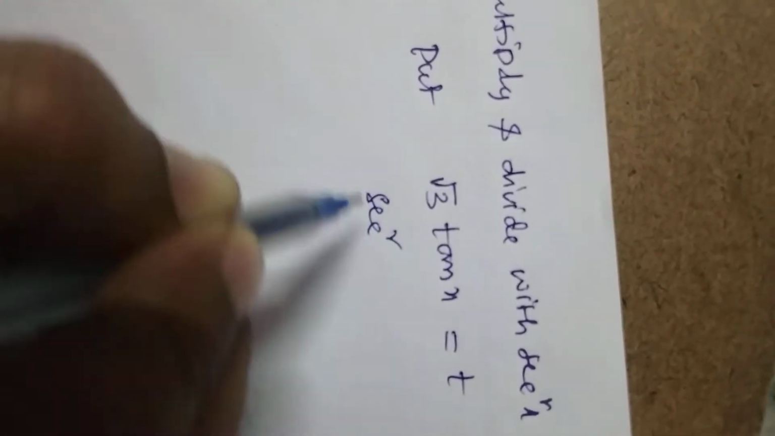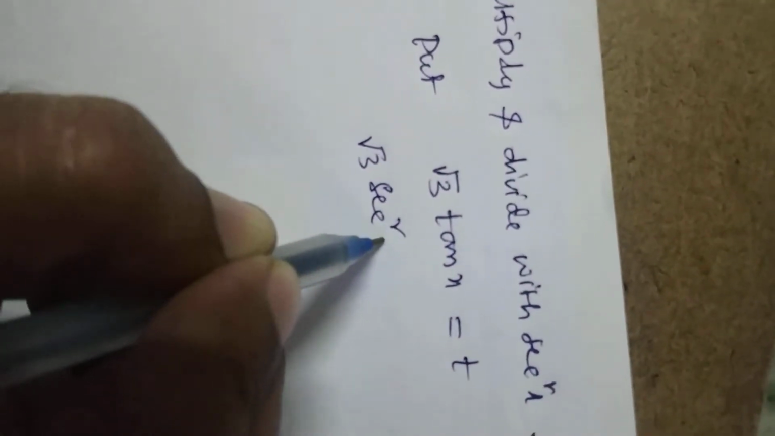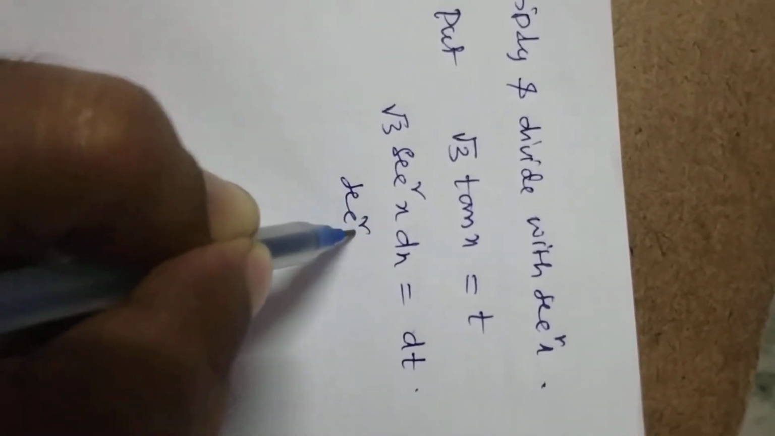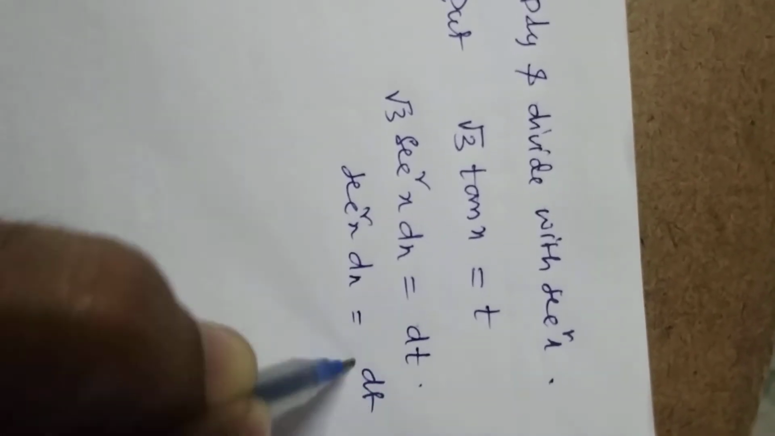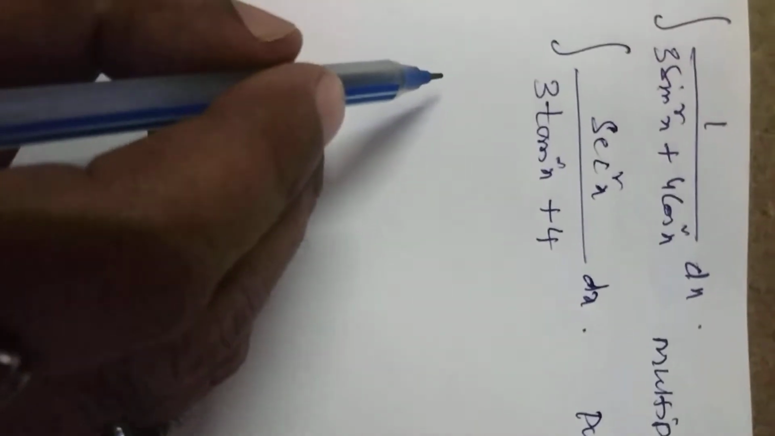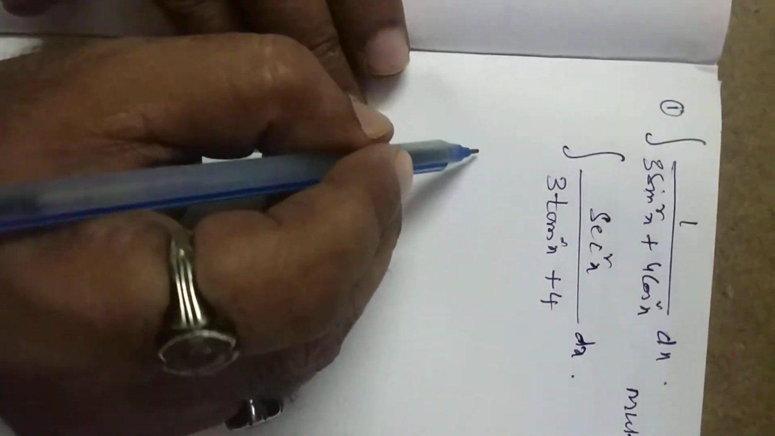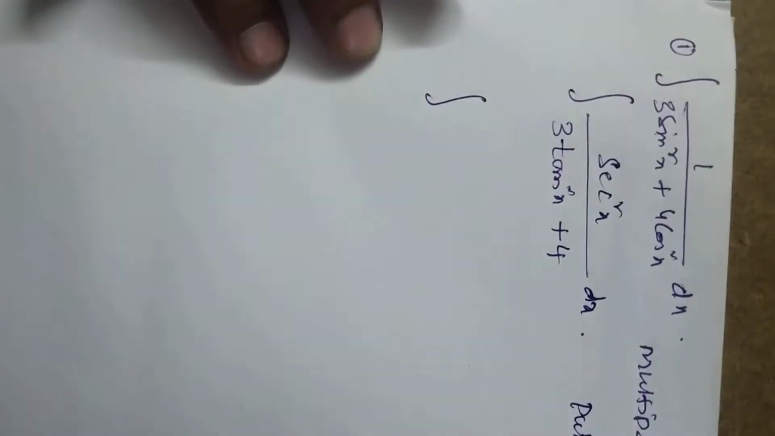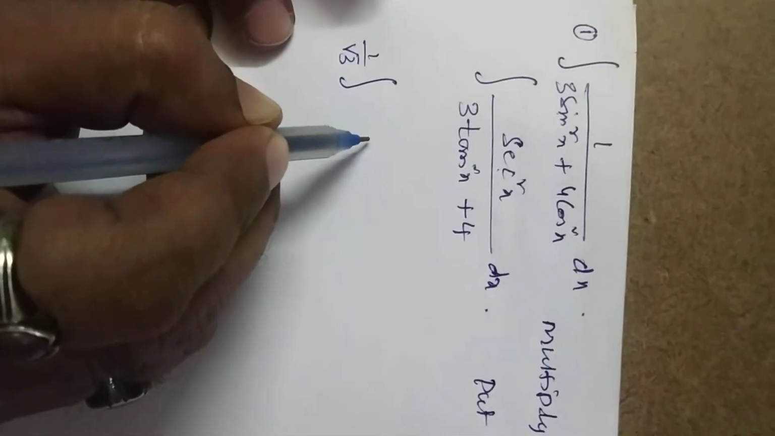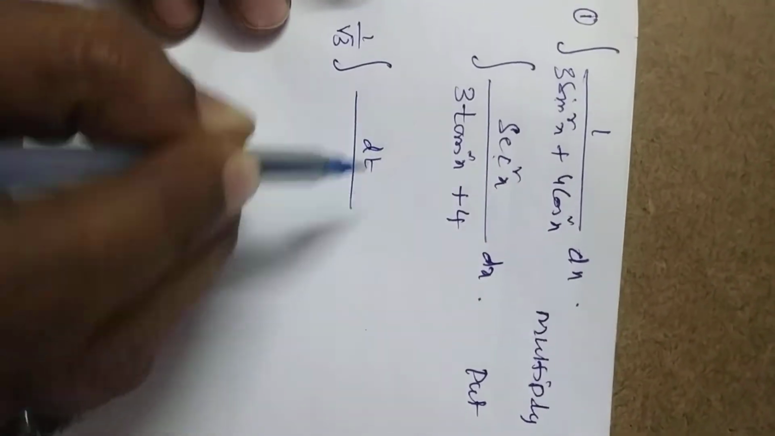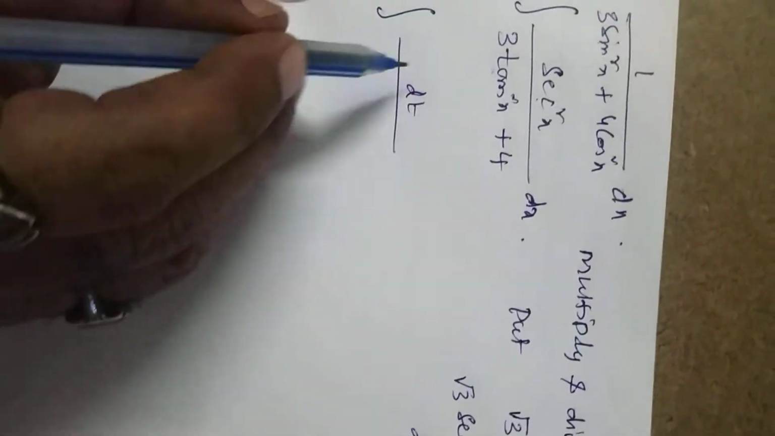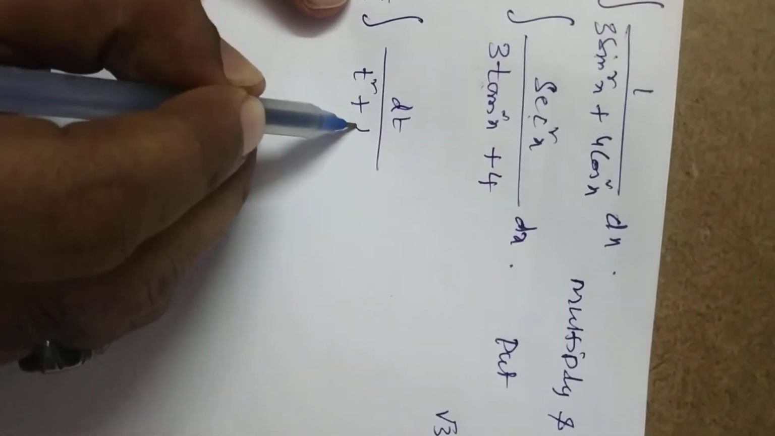So sec square x root 3 into sec square x dx is equal to dt, or sec square x dx is equal to dt by root 3. Okay, so after this let us get back to this integration. So integration of sec square x dx is equal to 1 by root 3 dt, by 3 tan square x. Root 3 tan x is equal to t, means this will be t square only, no? So t square plus 4.